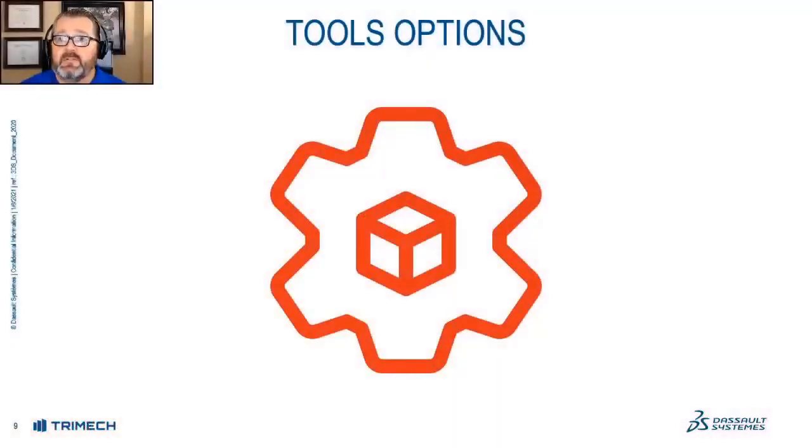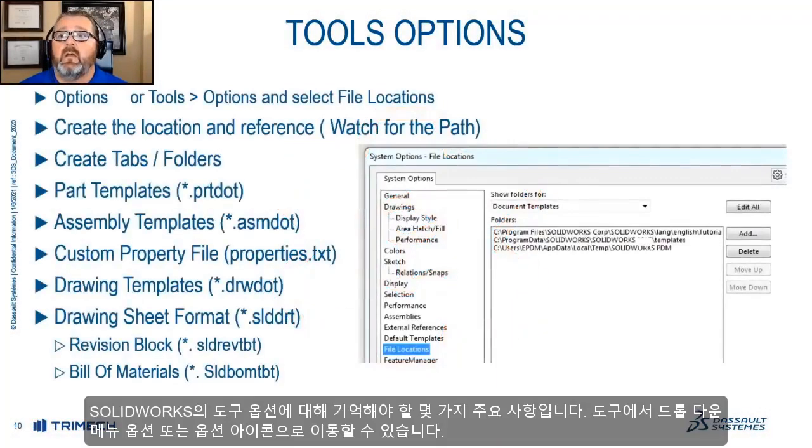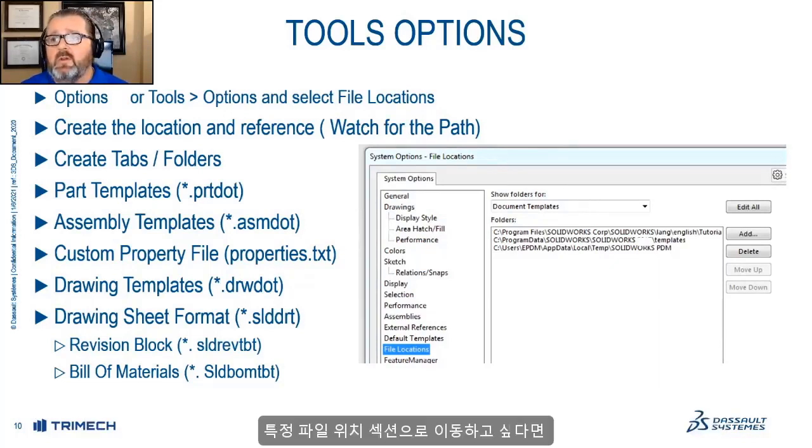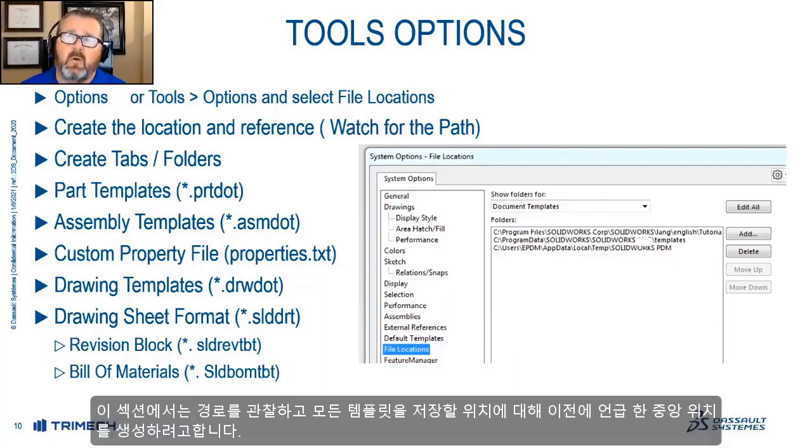Tools options. Several key things to remember about tools options within SOLIDWORKS. You can get to that from the tools drop-down menu options or the options icon. You want to go in particular to the File Locations section. In this section, you're going to want to watch the path and create a centralized location, which we spoke about earlier, of where you're going to store all of your templates.